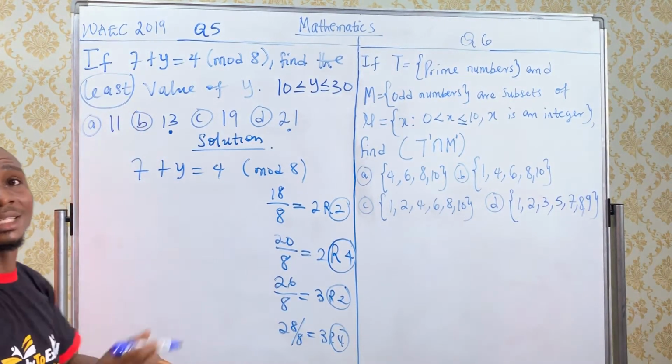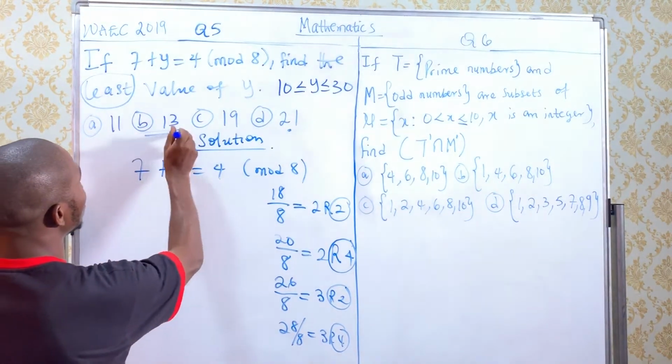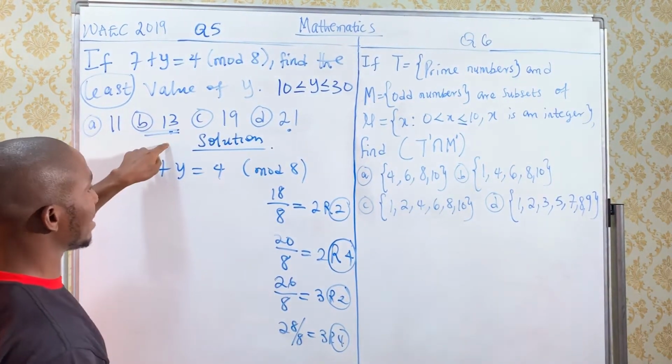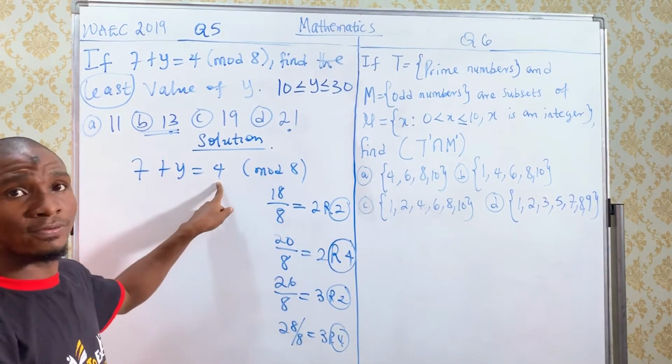But the question says find the least. So we are looking for the minimum value. So the minimum value here is what? 13. So the answer is 13. That means y is 13, because 13 is the least number that can give us the remainder of 4 in mod 8.